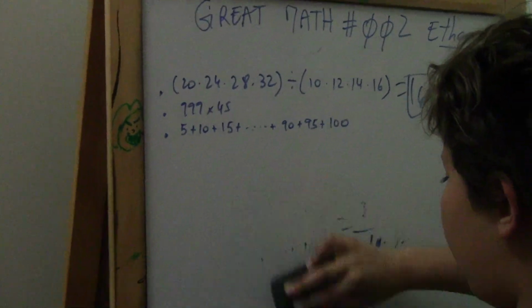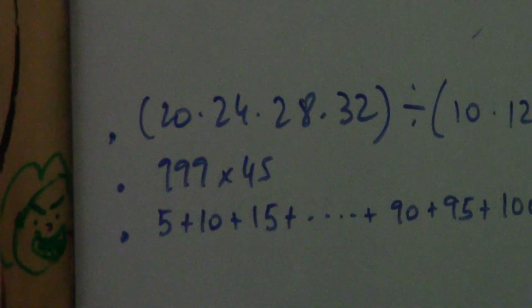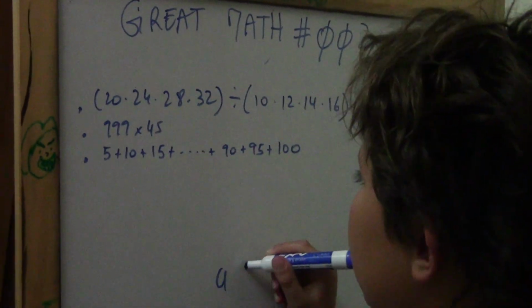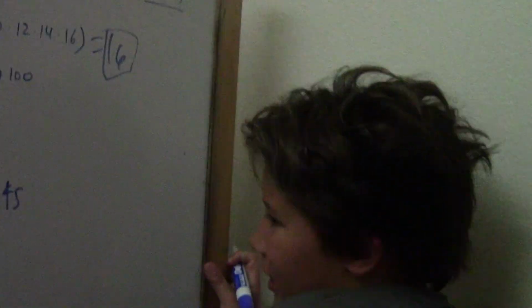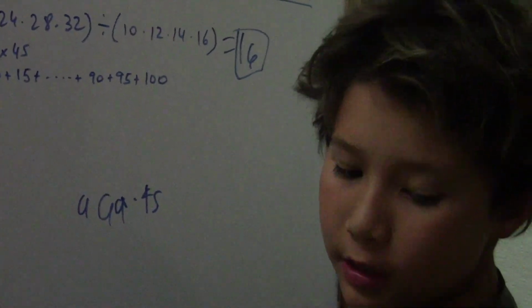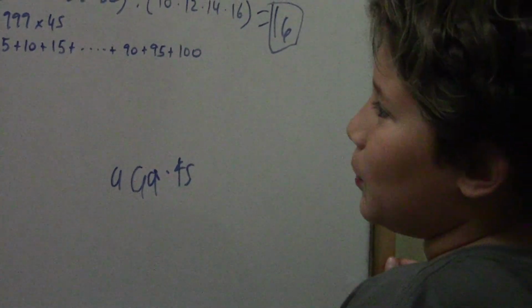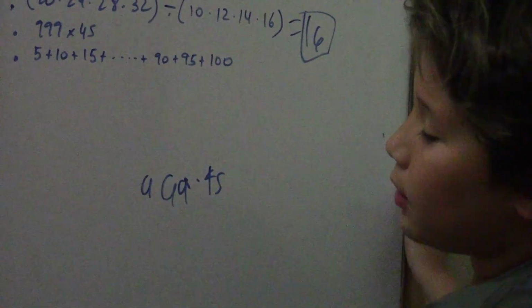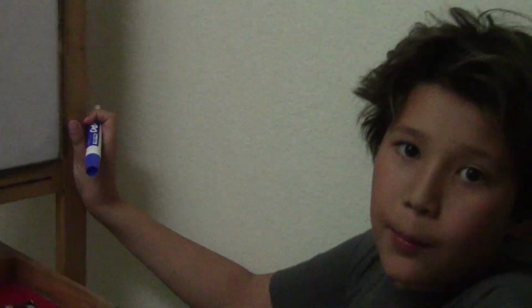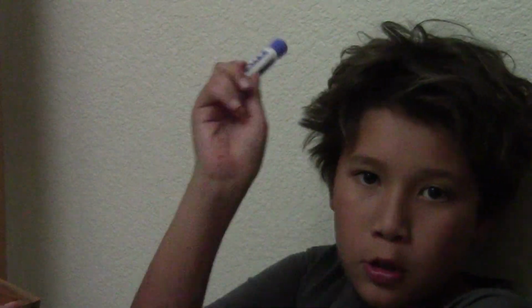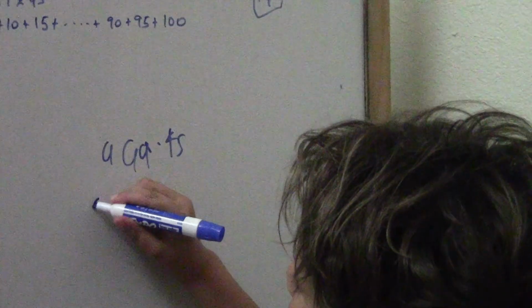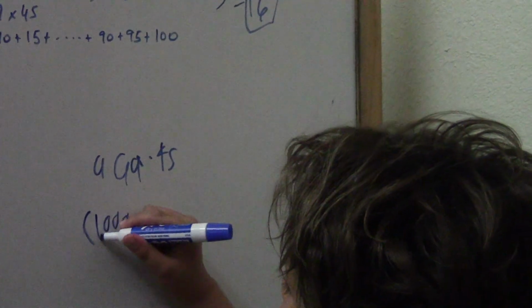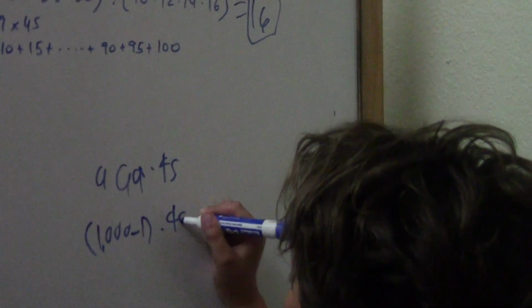And alright, now second problem. Second problem is this. 99 times 45. Well, you might think that this is really superbly difficult. But it's actually that easy, because think, how many numbers is 99 and 1000 away? You guessed it. One number. So we're going to do this. 1000 minus 1 times 45.